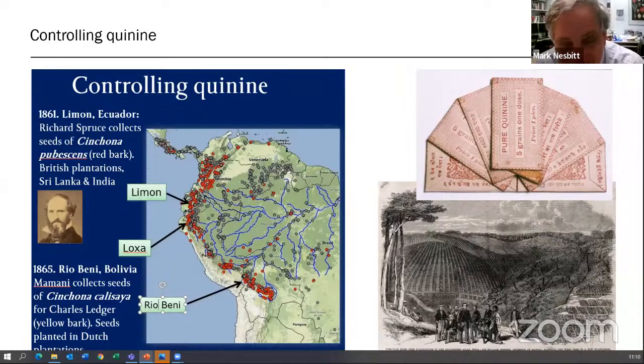And just to wrap up the story here, these are some of the collecting locations for the seeds and plants taken to India and to Java from South America. Here you can see the environmental impact of the cinchona tree plantations in the Nilgiri Hills in India. And here you can see the packets by which quinine was distributed through Indian post offices for the smallest Indian coin of the time. And this engraving shows what happens when you plant plantations. It's very reminiscent of the pictures that you see today. We're thinking about oil palm, for example, in Indonesia.